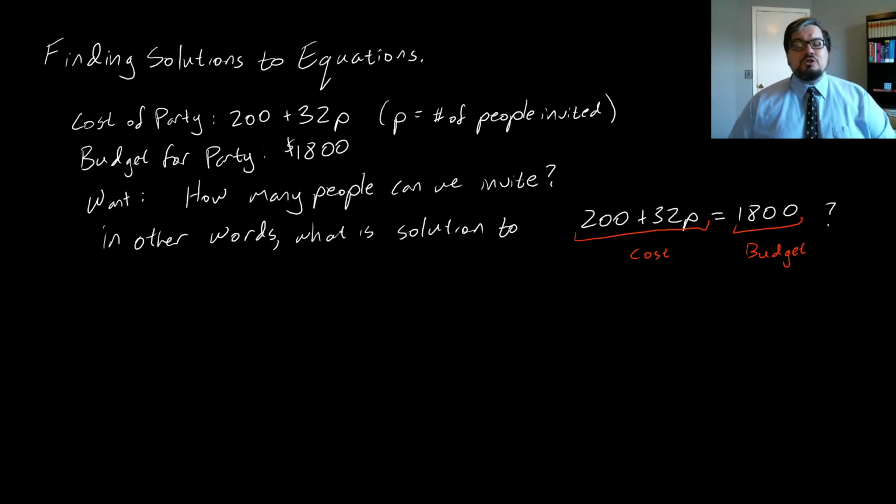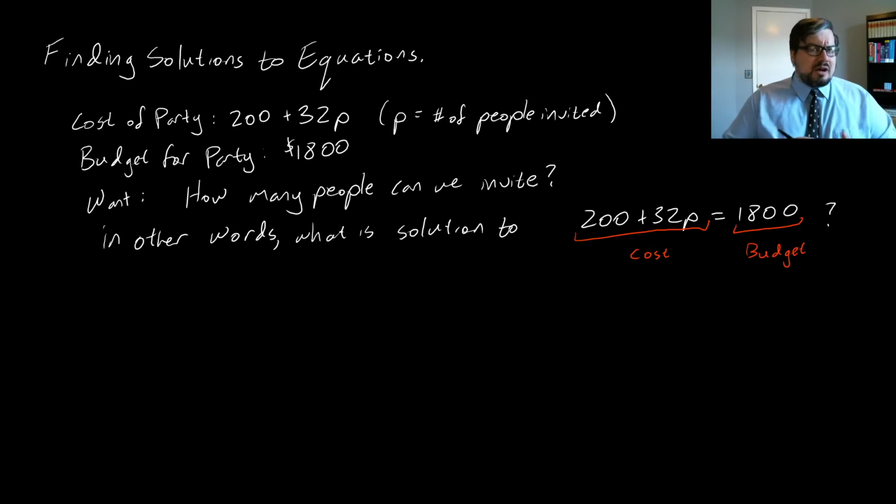Now, of course, you could try guessing a bunch. You could try plugging in a bunch of different values for p. You could say, well, what if we invite 10 people? Well, if you invite 10 people, then the cost of the party is $520, so we could invite more. So, well, then what about 20 people? What about 30 people? And so on and so forth.